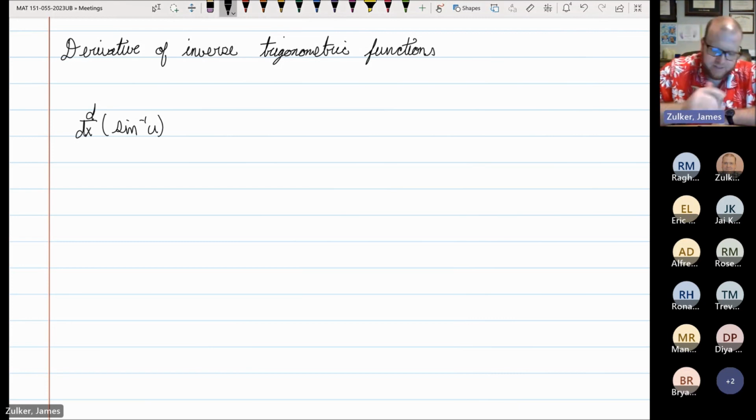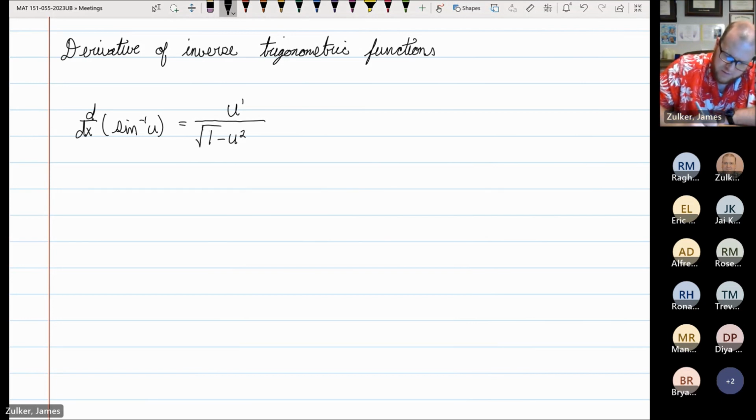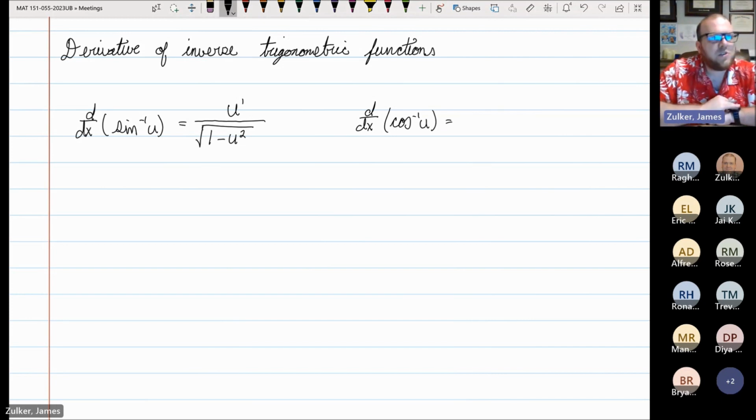So derivative of the inverse sine of u is going to be u prime divided by square root of 1 minus u squared. Derivative of the inverse cosine of u. Negative u prime over the square root of 1 minus u squared.